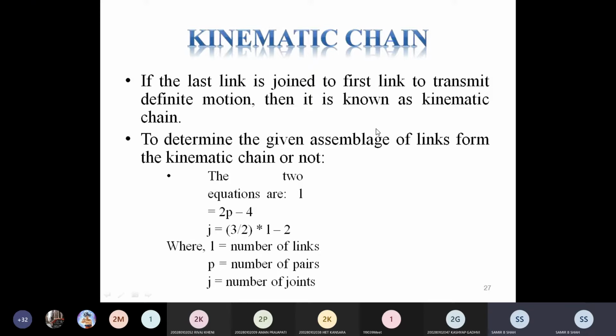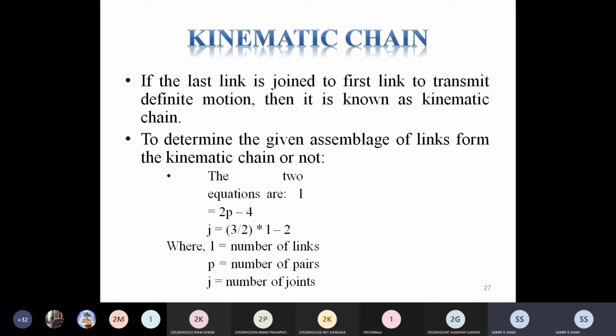In a kinematic chain, if the last link is joined to the first link to transmit definite motion, then it is known as a kinematic chain, where two conditions apply: L = 2P - 4 and J = (3/2)L - 2, where L is the number of links, P is the number of lower pairs, and J is the number of joints.